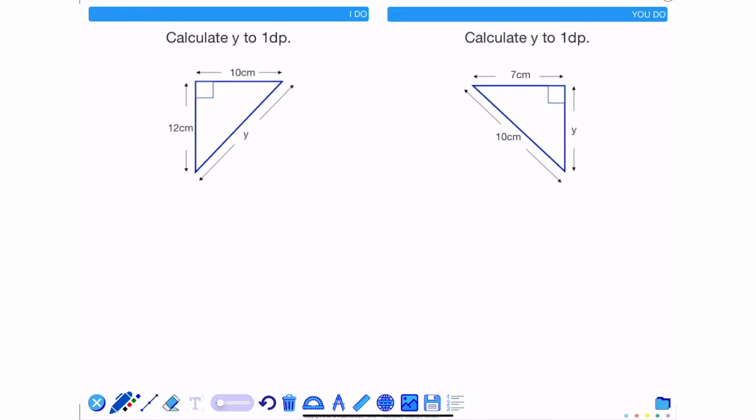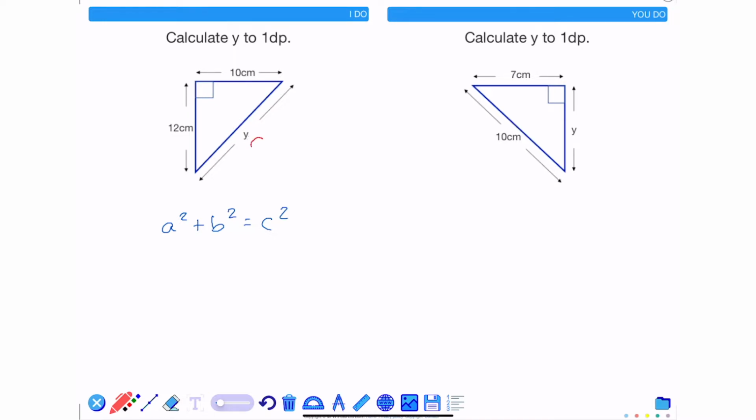In this video, we're going to be learning how we can use Pythagoras' theorem to calculate the length of a longer side or shorter side in a right-angled triangle. Pythagoras' theorem states a squared plus b squared is equal to c squared. A, b, and c are the lengths of the different sides of the right-angled triangle.